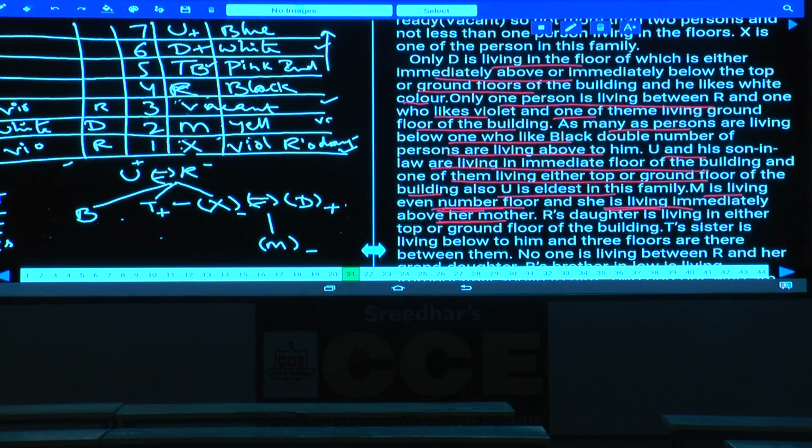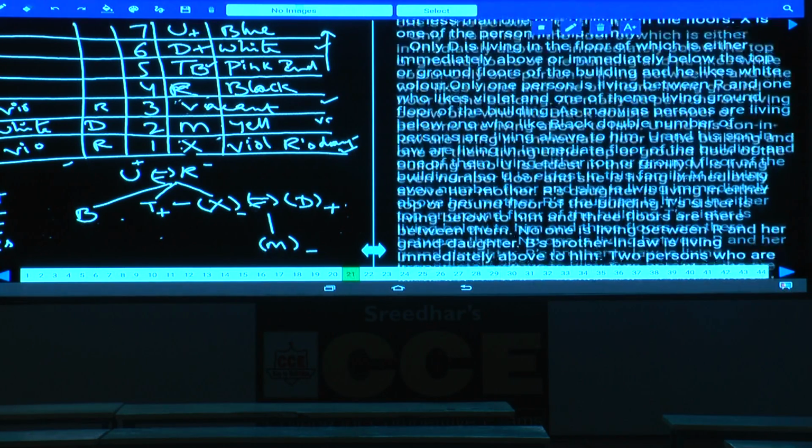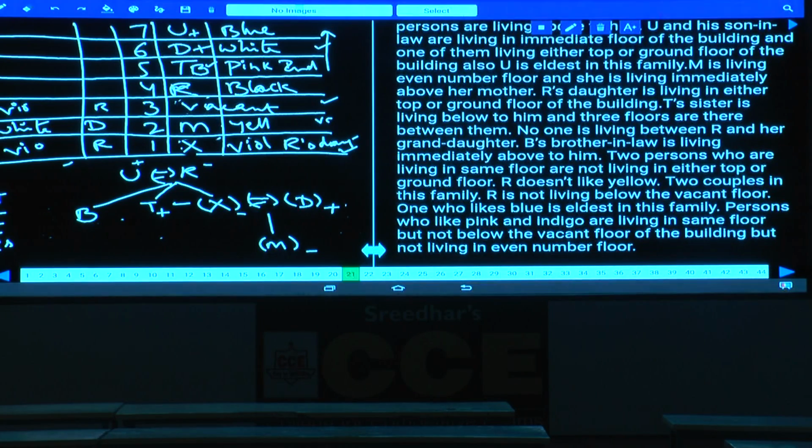They must have given something about yellow. R's daughter is living on either the top or the ground floor of the building. T's sister is living immediately below him, and 3 floors are there between them. No one is living between R and her granddaughter. Between R and her granddaughter, no person is living. As between R and M there is no person living, it means either these two persons must be adjacent or there is a vacant floor.